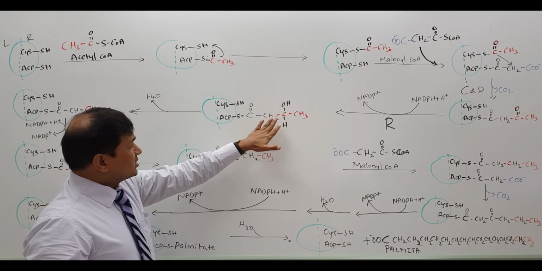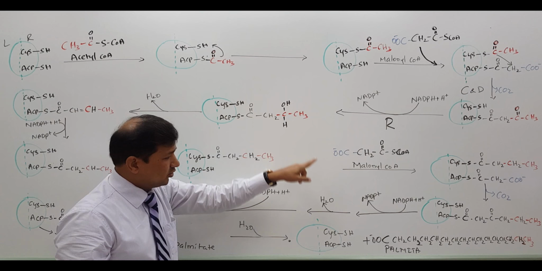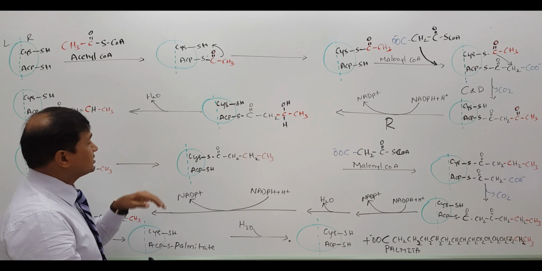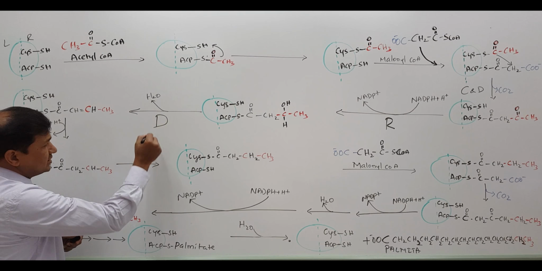Now, this hydroxyl group has to be further converted, so we don't want the hydroxyl group. As you can see here, palmitate does not have a hydroxyl group. So that has to undergo dehydration. This job is done by dehydratase enzyme. So I will just write it as D there.